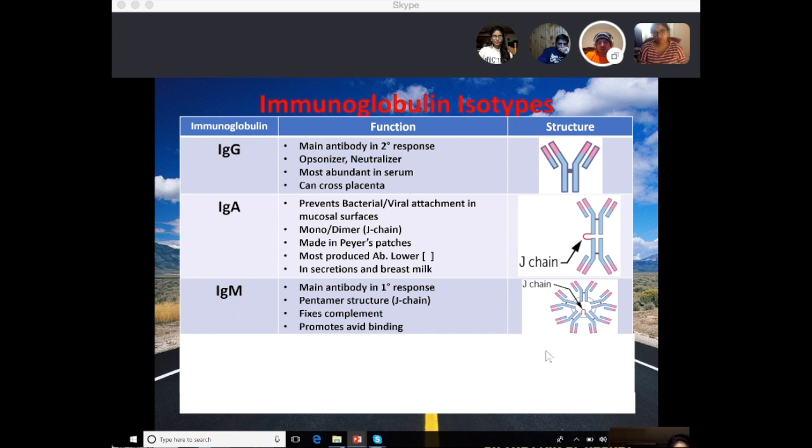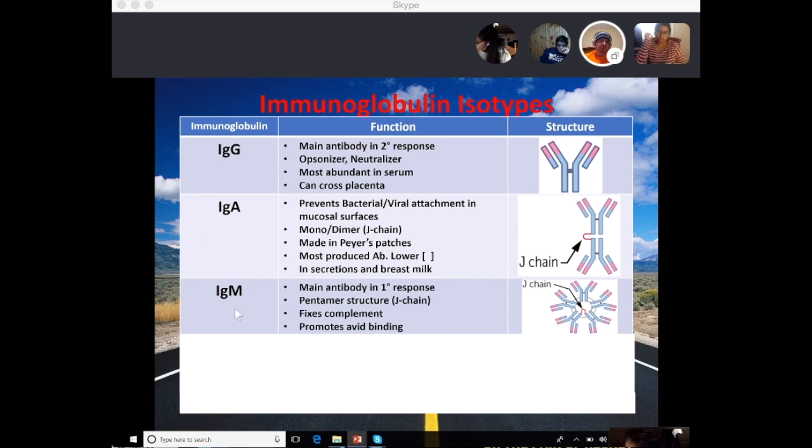So if this is a pentamer, how many antigens can this molecule attach to? 10. Yes, 10. It is present on B cells as a monomer, and when it's secreted, it is the pentamer structure, so it can be either. It also fixes complement, and the avid binding has to do with the fact that it has 10 surfaces for antigens to bind to.